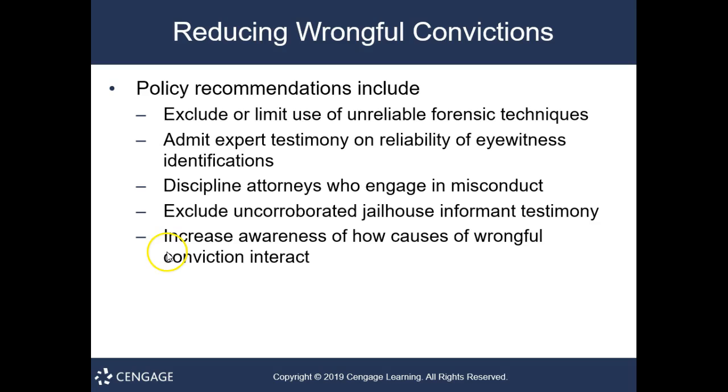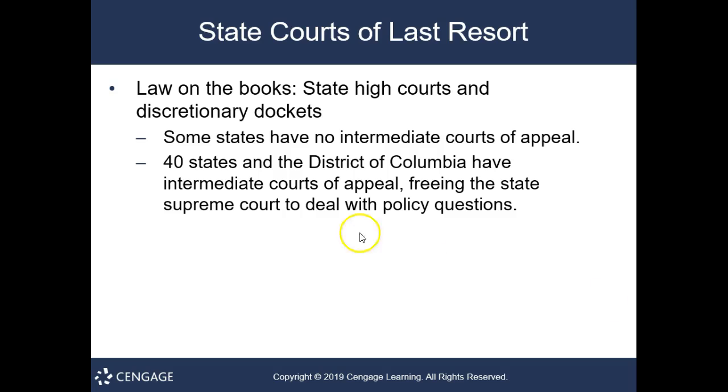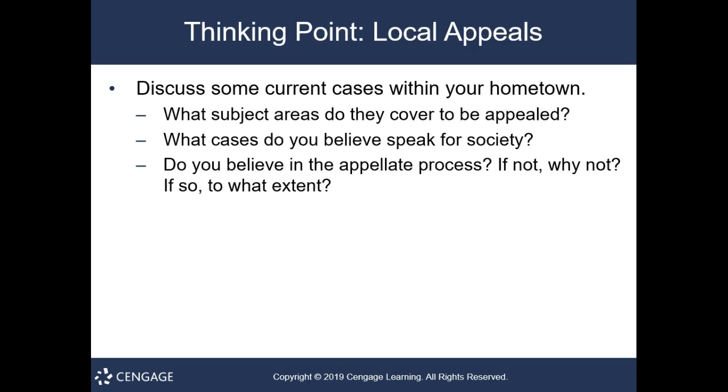All right, you want to also increase the awareness of how causes of wrongful conviction interact. There can be many different ways that all these causes will interact together. And so we need to be aware of those and do our best to prevent those as well. All right, state courts of last resort, law in the books. State high courts and discretionary dockets. Some states have no intermediate courts of appeal. 40 states and the District of Columbia have intermediate courts of appeal, freeing the state Supreme Court to deal with policy questions rather than have to deal with the day-to-day appeal caseload.